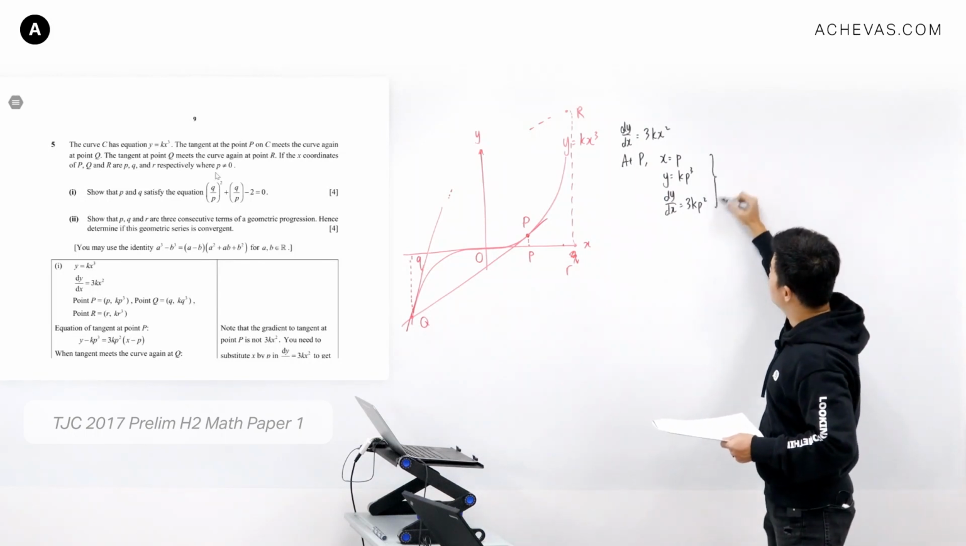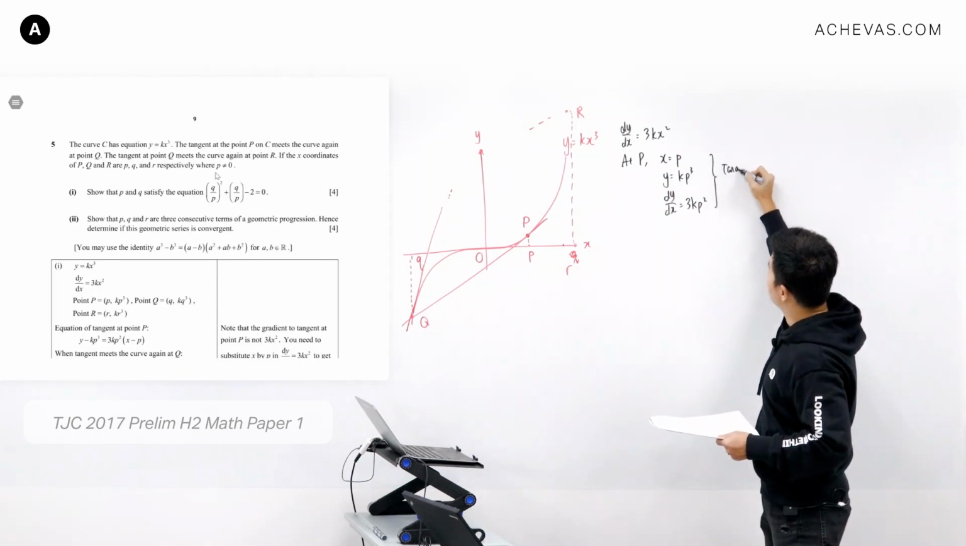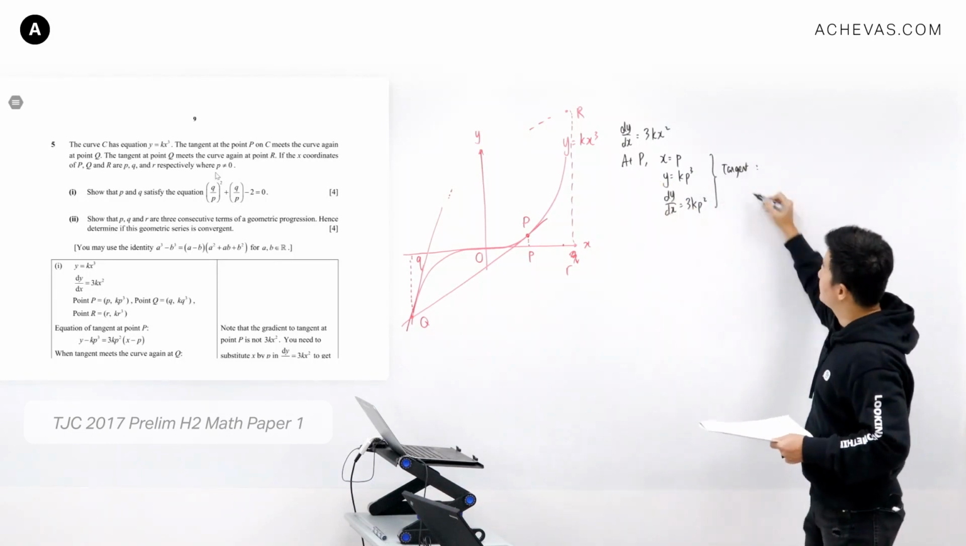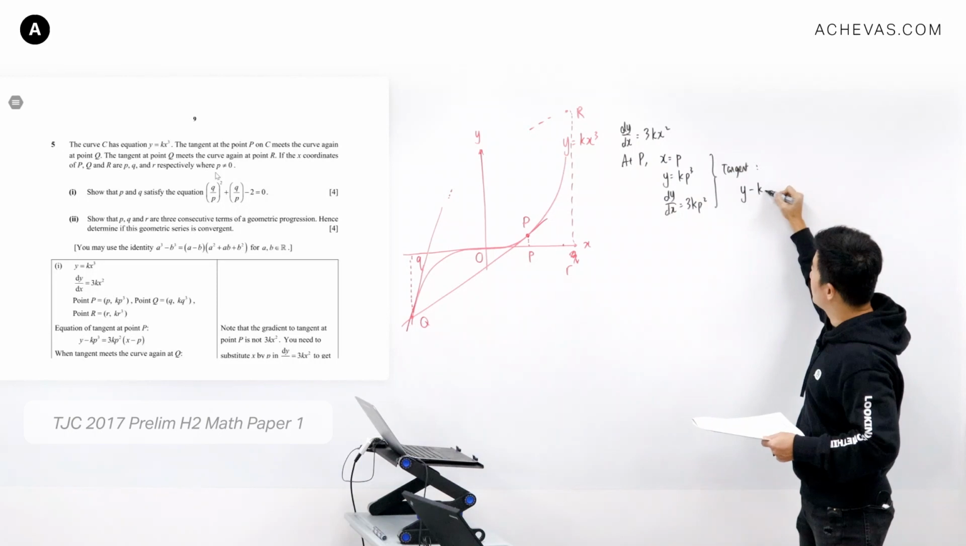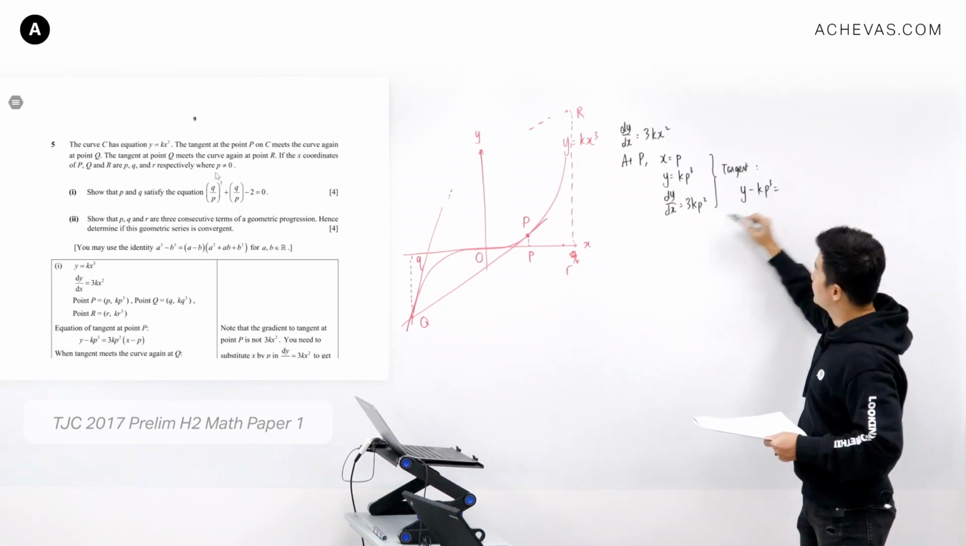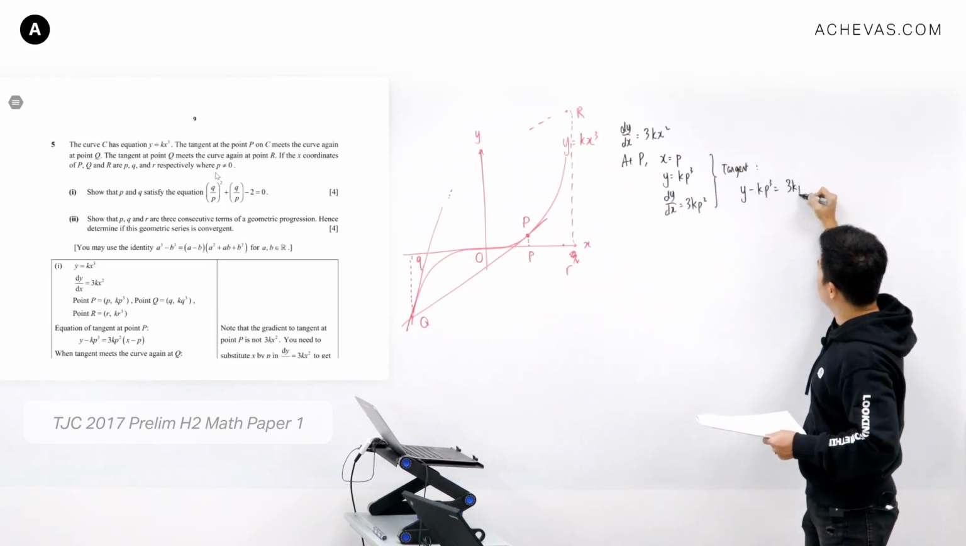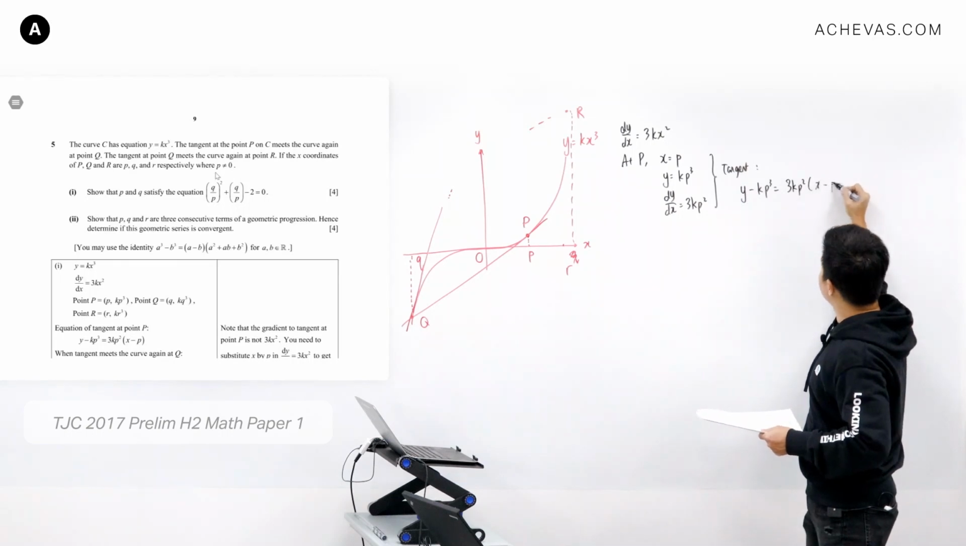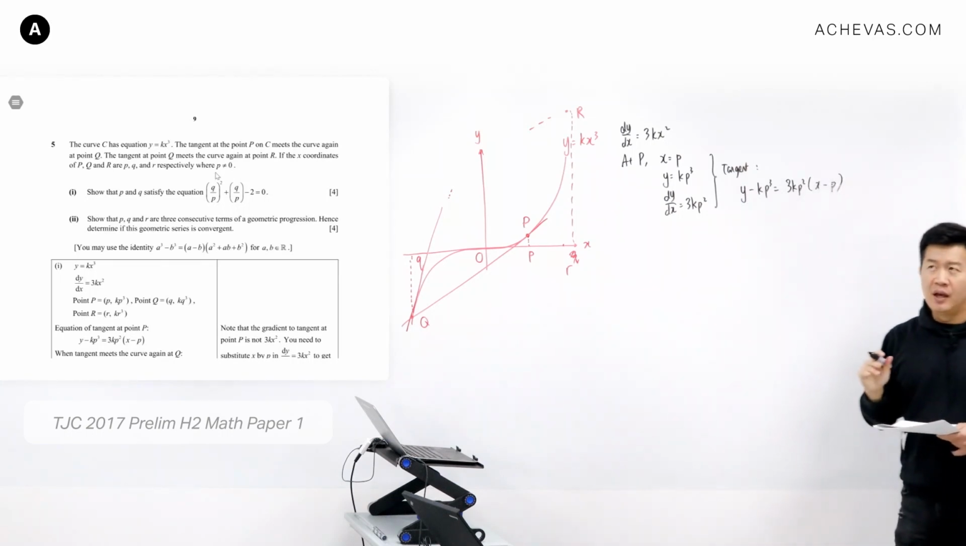So with these three pieces of information, we will be able to find the equation of the tangent at the point P. The tangent at the point P will be y minus the y coordinate is equal to the gradient of 3kp square of x minus the x coordinate.